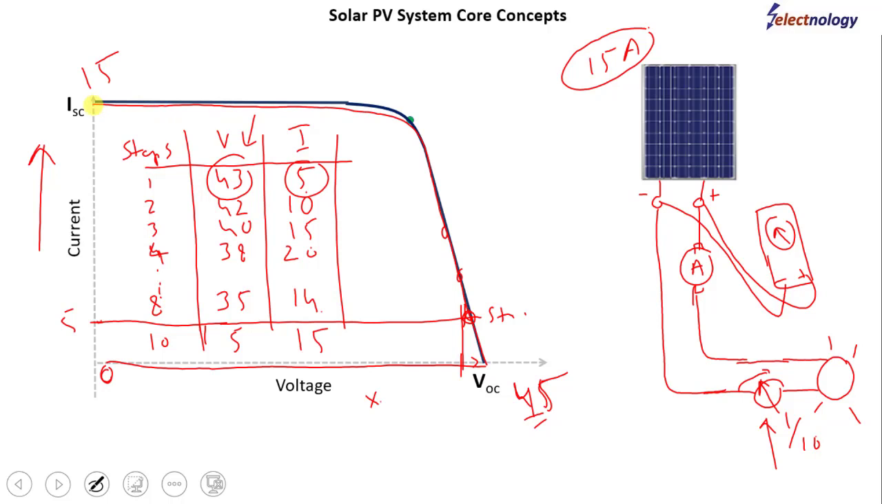meaning that the relationship between the voltage and current is represented through this graph. In other words, if you want to know, given a voltage across the PV module, how much current it will supply, this can be found from this graph. Suppose the voltage across the PV module is 35, then the current shall be 14 amperes. So this shows the relationship between the voltage and current of the PV module.